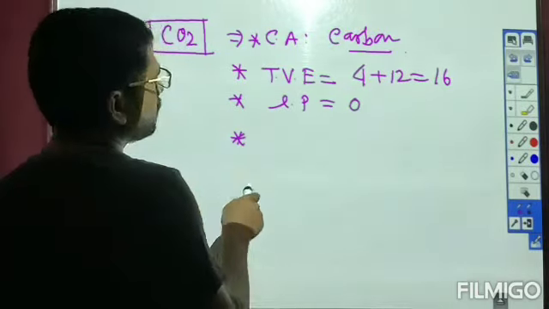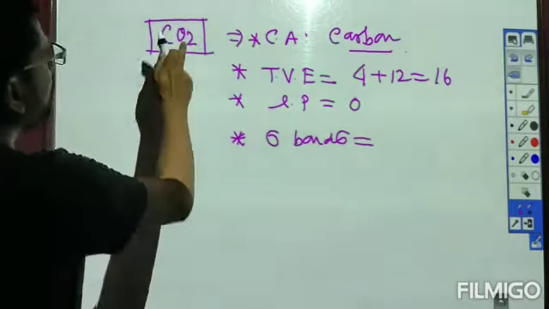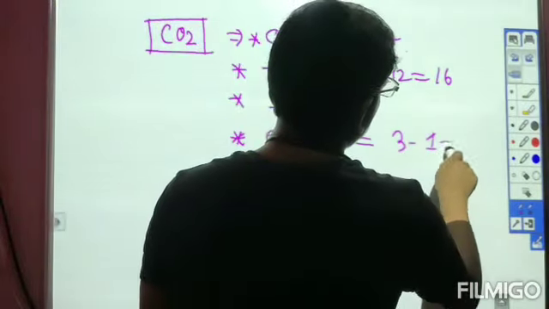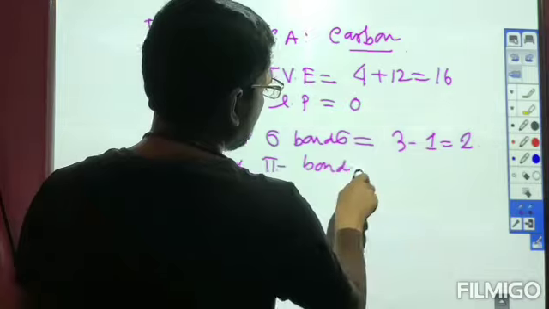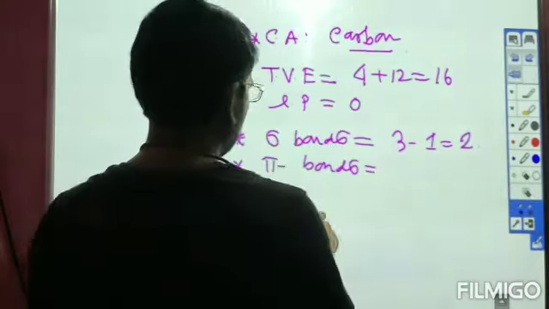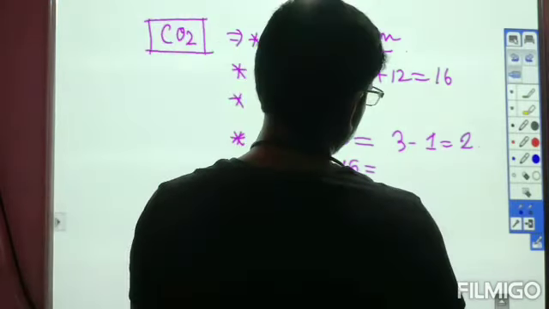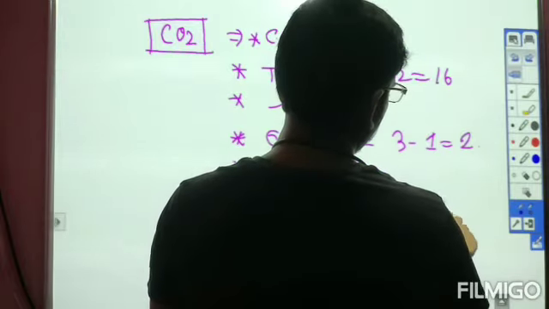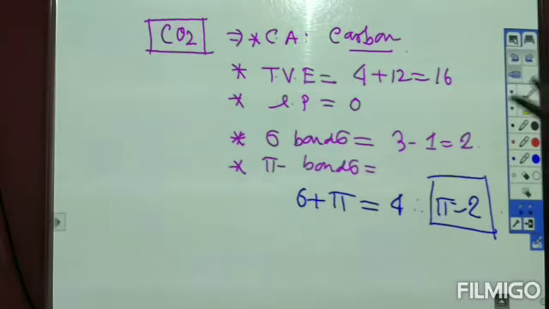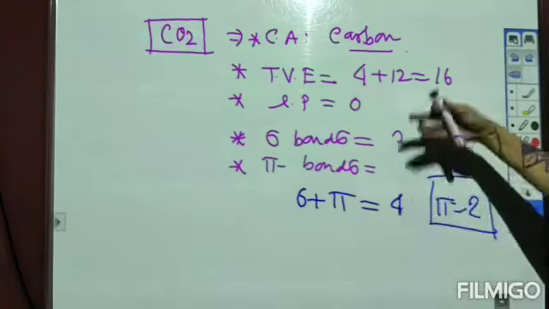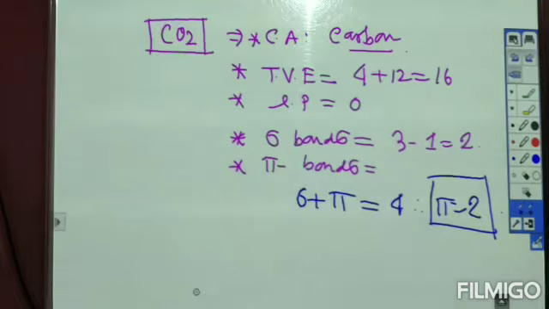Next, sigma bonds. What is the formula? Sigma bond 2, 1, 3. So 3 minus 1, that will give you 2. Pi bonds: how to calculate pi bonds? Bonds equal to sigma plus pi equal to valence electron 4 minus lone pair 0. So 2 pi bonds. We have solved that: 2 sigma bonds, 2 pi bonds, no lone pair of electrons. Carbon is the central atom. What else do you need to draw the structure?